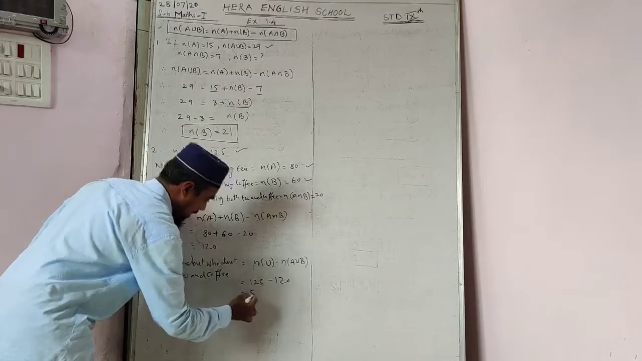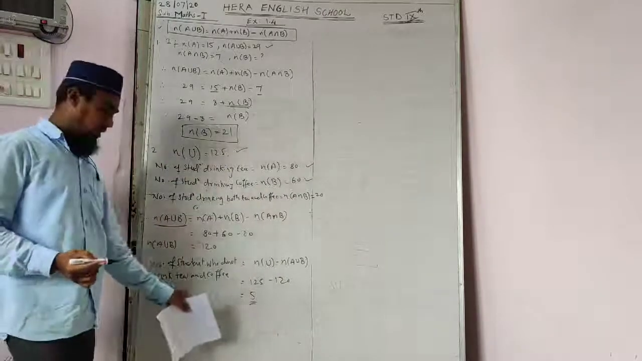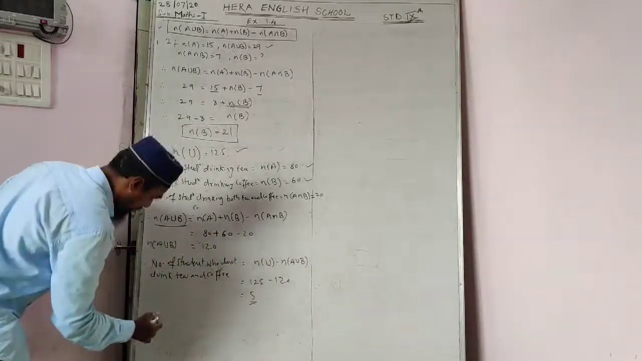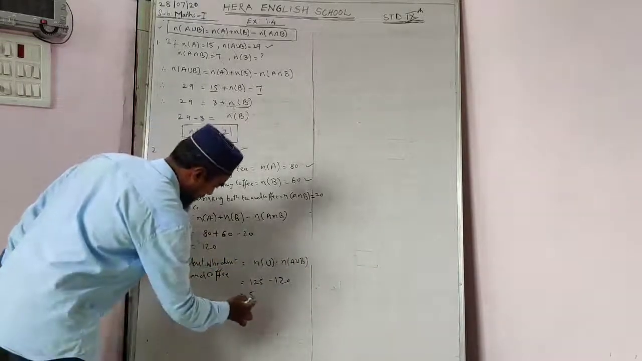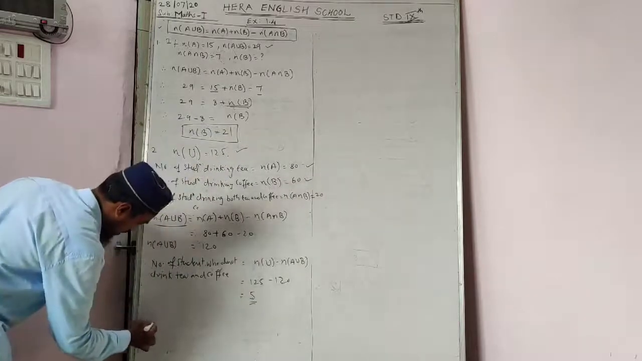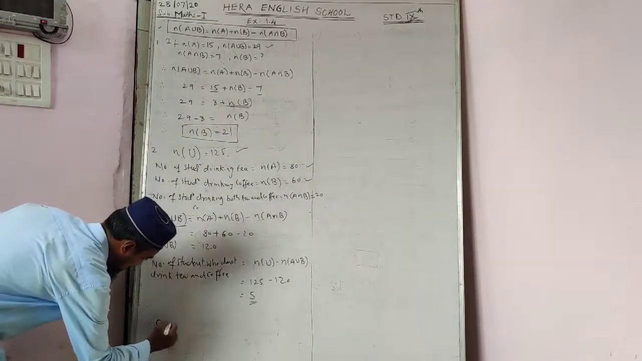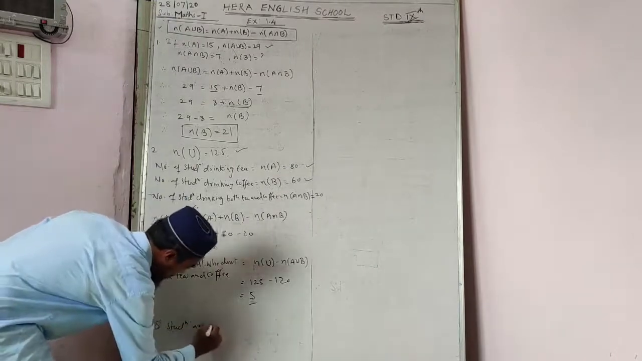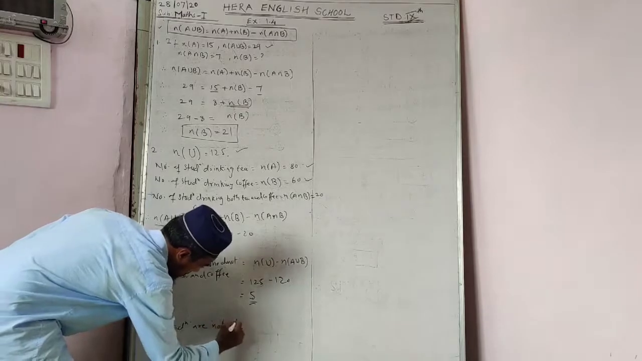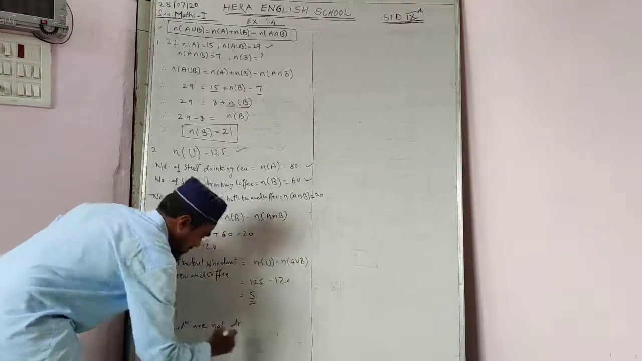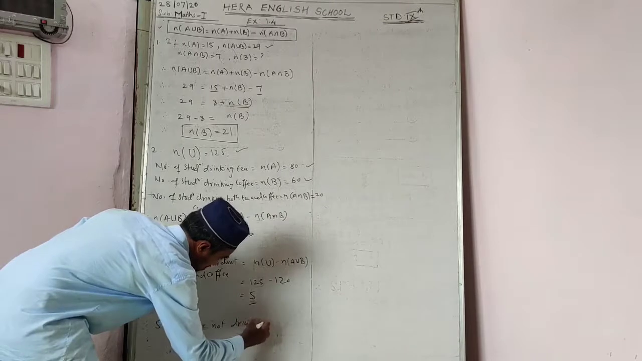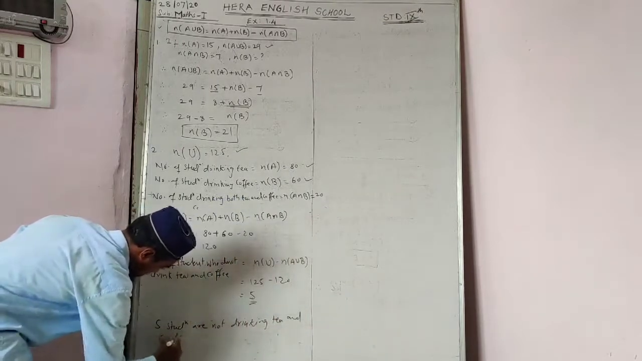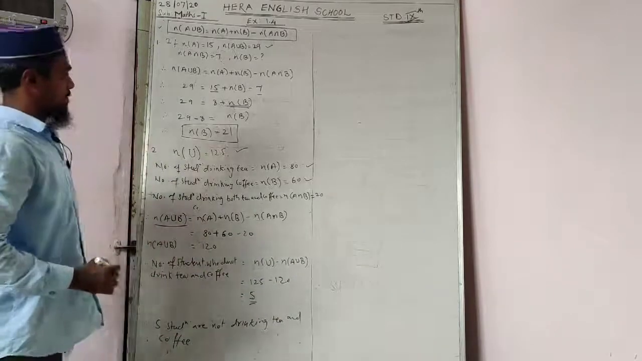These 5 students are those, these 5 students are not drinking both tea and coffee. So we'll write number of students who do not drink tea and coffee, that are 5. Means only 5 students. We'll write the 5 students are not drinking tea and coffee. I think you got this question.